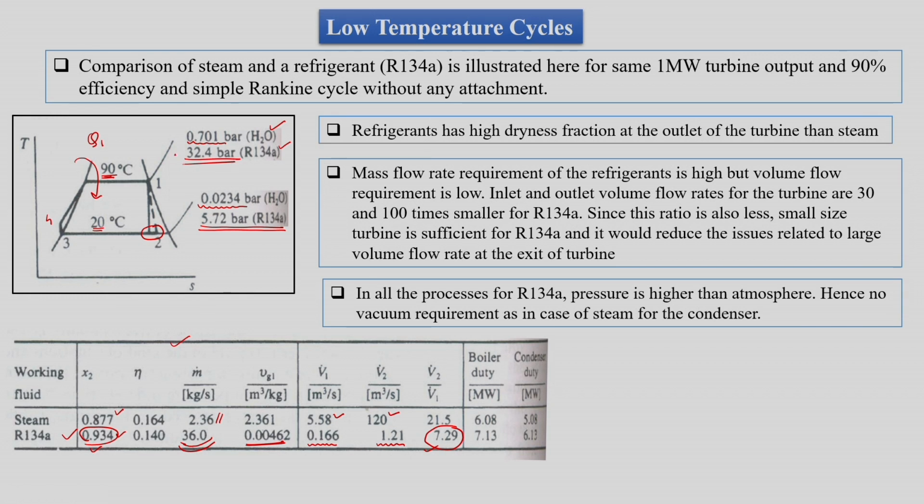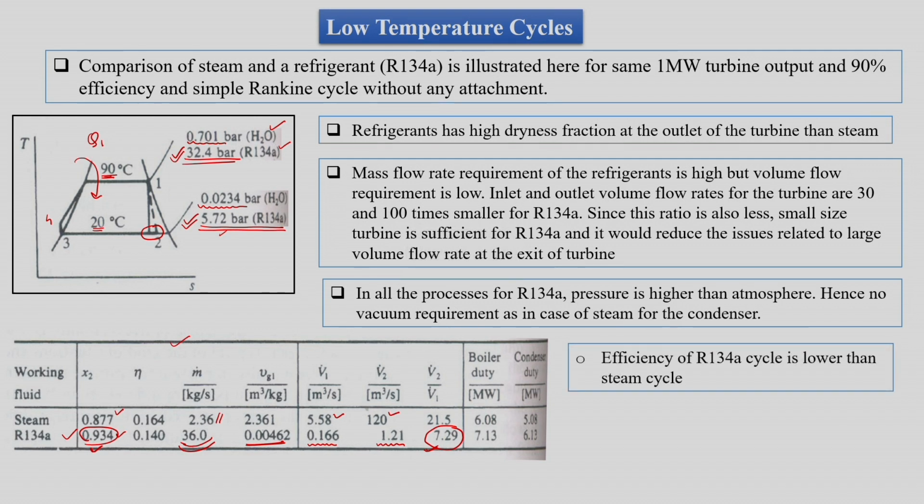So, these two pressures, one high pressure and one low pressure, or the boiler pressure and the condenser pressure, are both more than atmospheric pressure in the case of refrigerant as the working medium. So, we have a good dryness fraction, a lower volume flow rate, and higher pressures. These three things comprise the advantages of the use of refrigerant for a low temperature cycle.